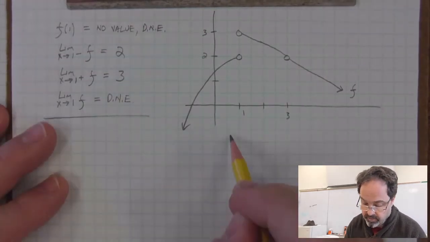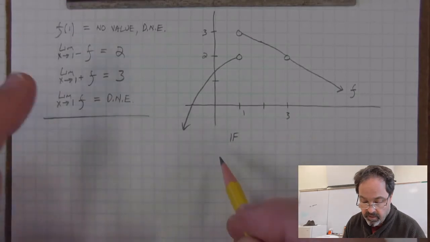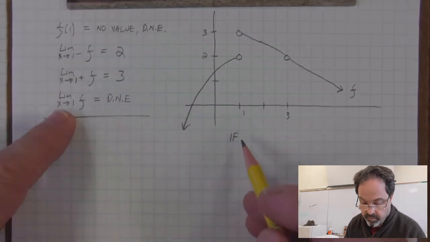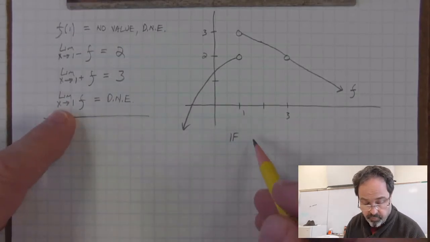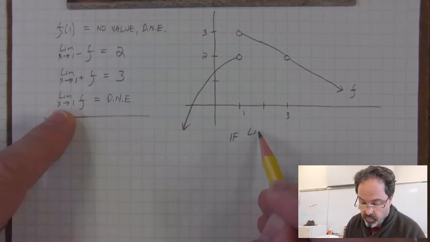And we're reminded that if we are going to have an absolute limit, one that does not approach from a single side, then the one-sided limits have to be equal. And we can write a statement.